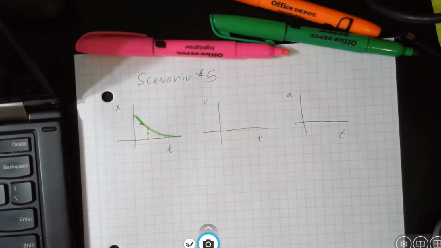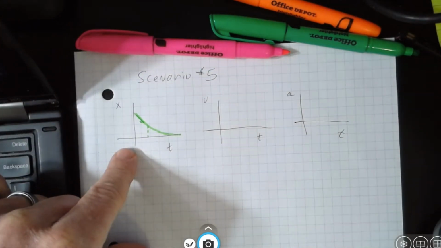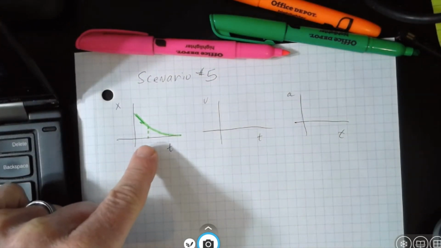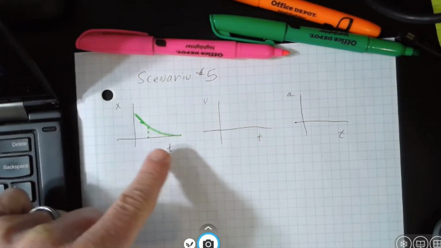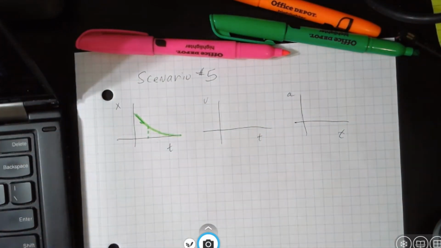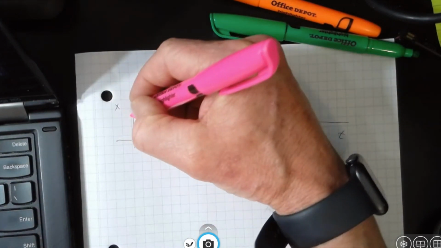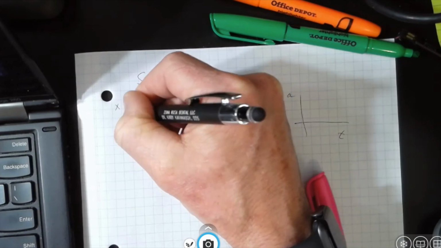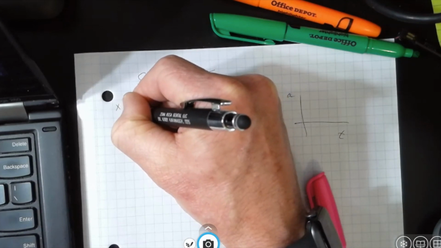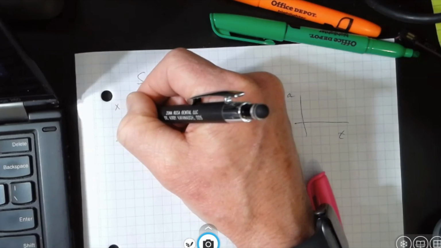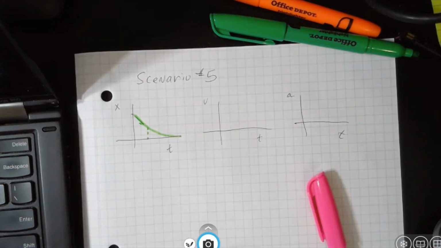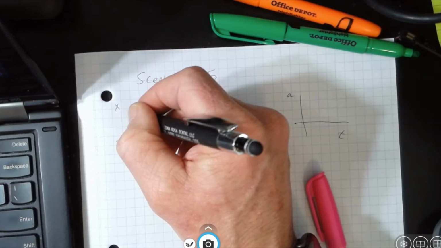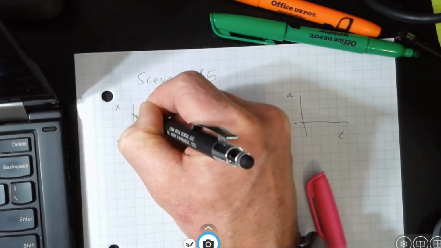Okay, here I have a fifth scenario, and this is something we haven't really discussed before. The idea is to use our clues from our graphs to come up with what's happening here. In this case, we have a diagonal line. We have an object that's away from a reference point and coming back towards the reference point. So this is traveling at some sort of negative velocity, right? But it's constant.